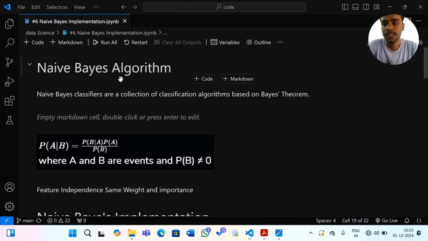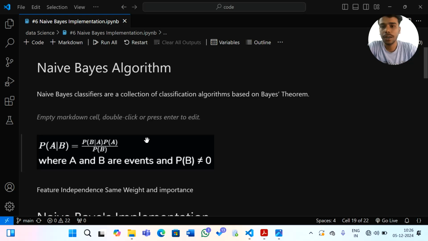So what are Naïve Bayes classifiers? Naïve Bayes classifiers are a collection of classifying algorithms based on Bayes' theorem. Now you may think, what is Bayes' theorem? Bayes' theorem is used for calculating probability. The formula is: the probability of A given that event B has occurred is equal to the probability of B given that event A has occurred, multiplied by the probability of A, divided by the probability of B.